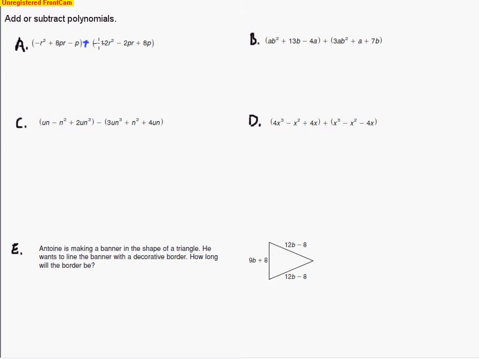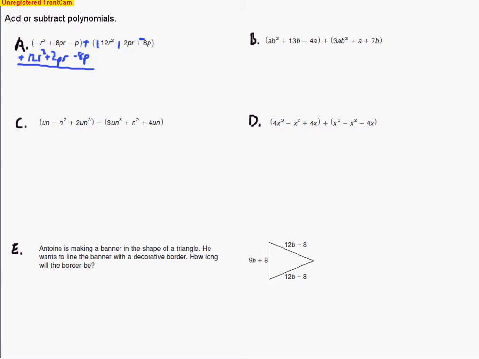This negative 12r to the second will become a positive. This 2pr will become positive, and this 8p will become negative. So that's the key. If it's subtraction, change it to addition. All the signs in that second polynomial will switch. And so from there, I'm just going to take the terms and write them underneath the terms I combine them with. So the 12r squared goes there, the positive 2pr, and the negative 8p, and then I can add those together.